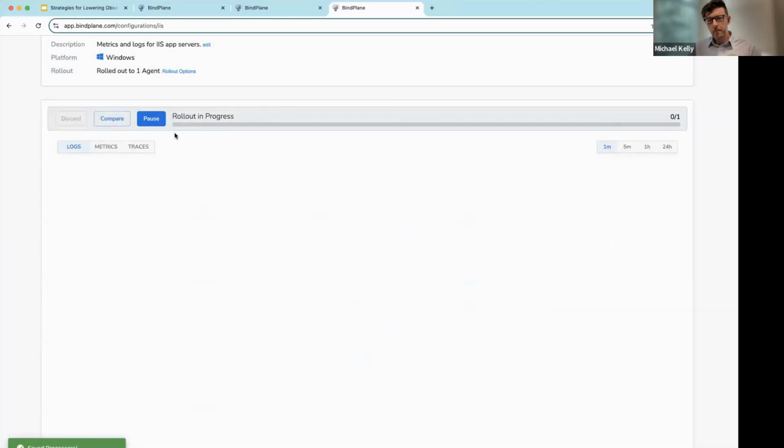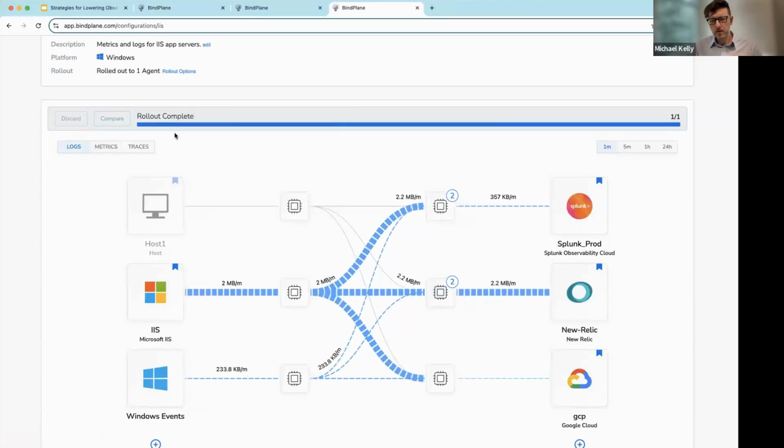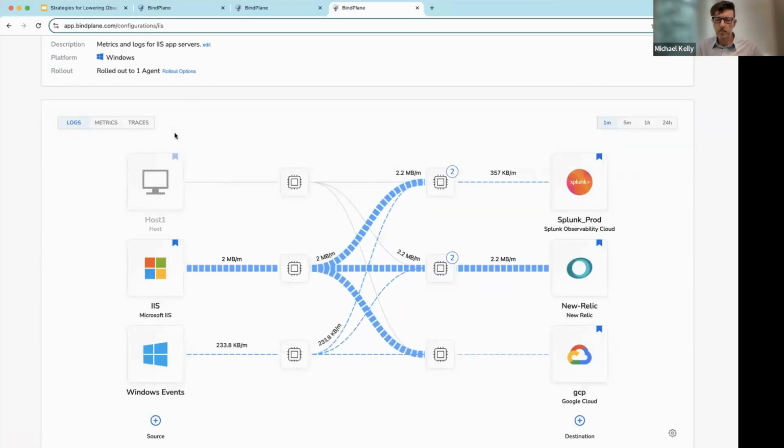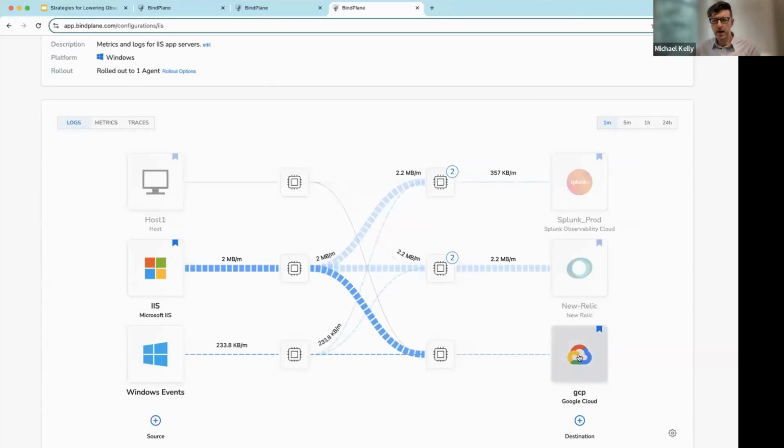Send this. And now what we've done is we've had about an 80% reduction in the total volume of data that's being sent to Splunk and New Relic in this case, but we're still maintaining a full fidelity copy of that in GCP. So if we need to pull that back in and investigate a specific incident, we can do that. And so it allows you to really dramatically reduce the volume of data and the cost, while still having confidence that if you need that information for compliance or otherwise, it's still available to you.